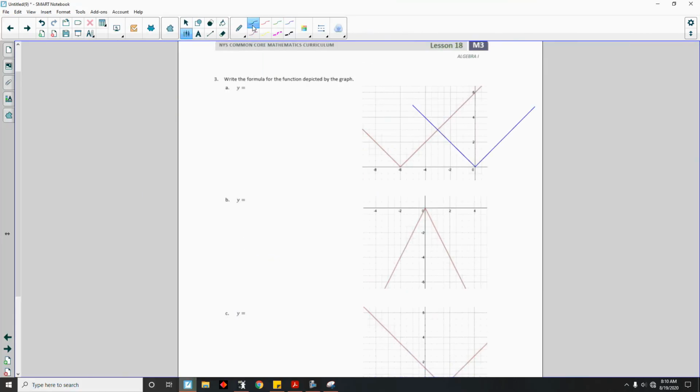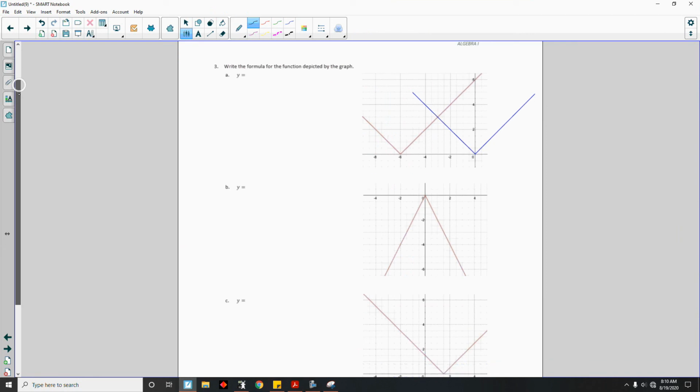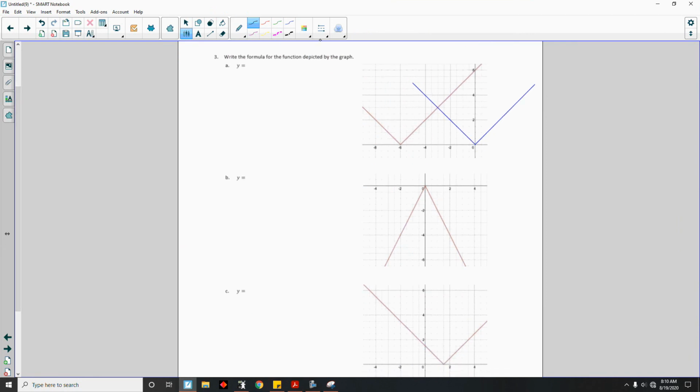Okay, page 4 brings us to going the other direction now. They're asking us to write a formula for a function depicted by the graph. So what I've done to help you out here is I've drawn the parent function f of x, where the vertex is at the origin (0, 0). And we're asking ourselves, what is the function of this red one that's over here 6 units to the left?